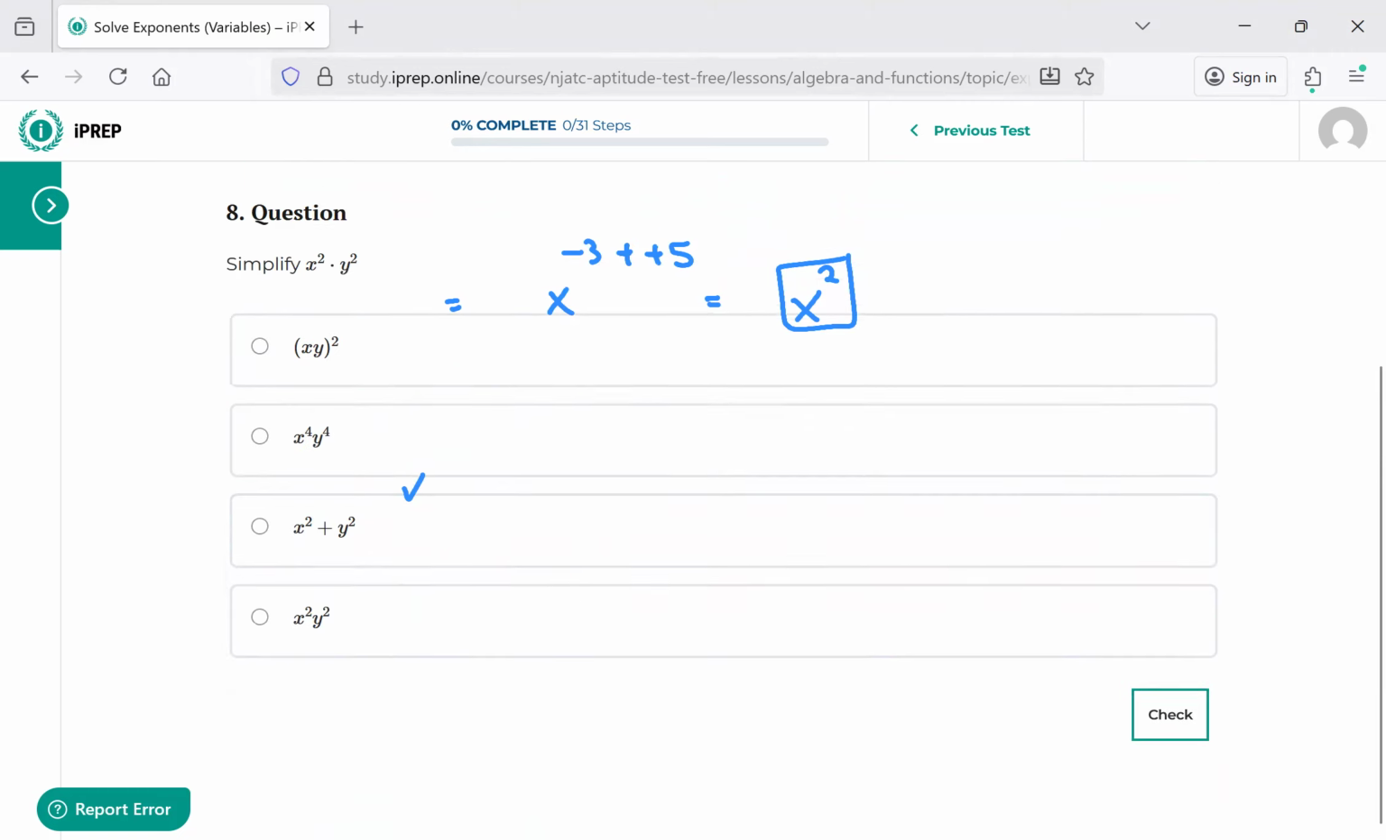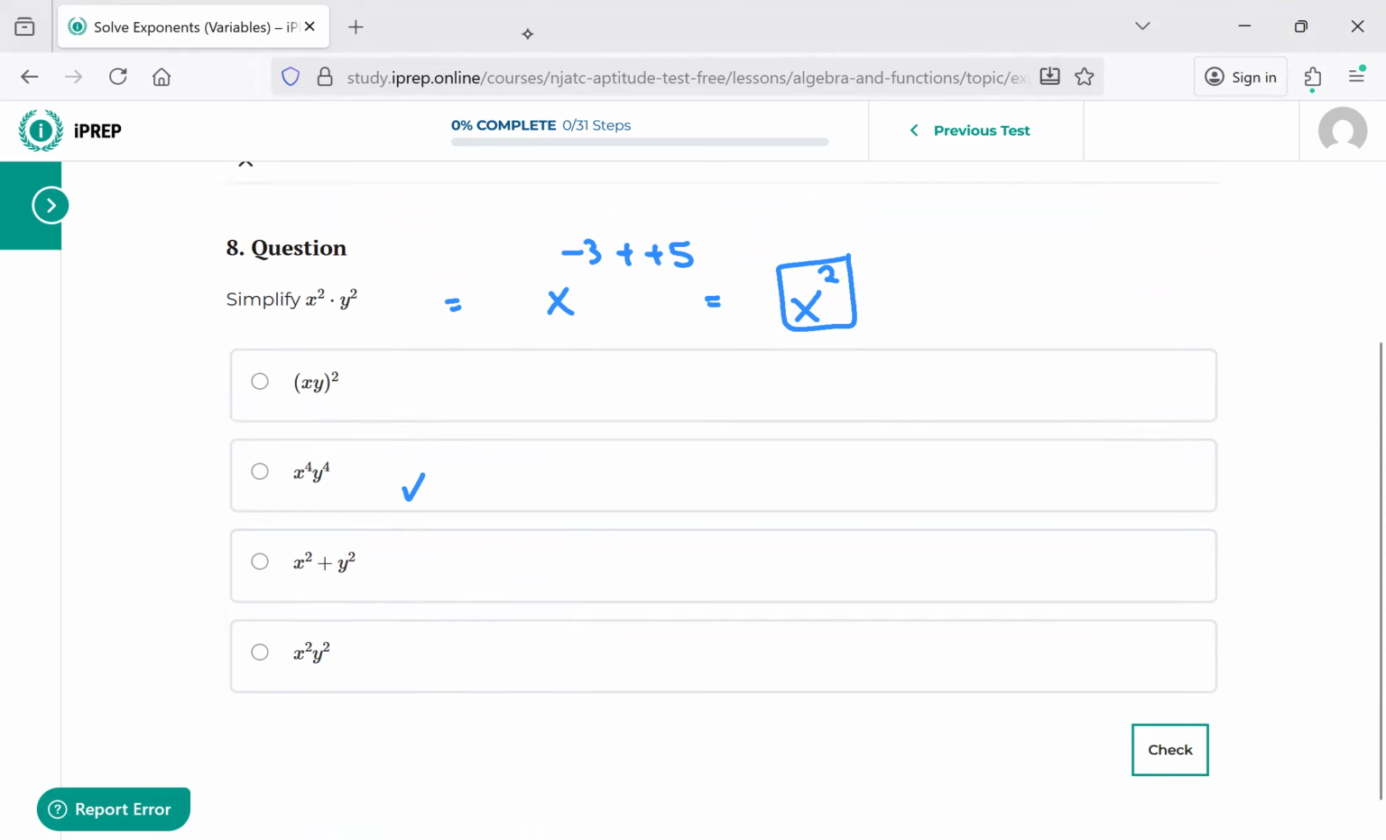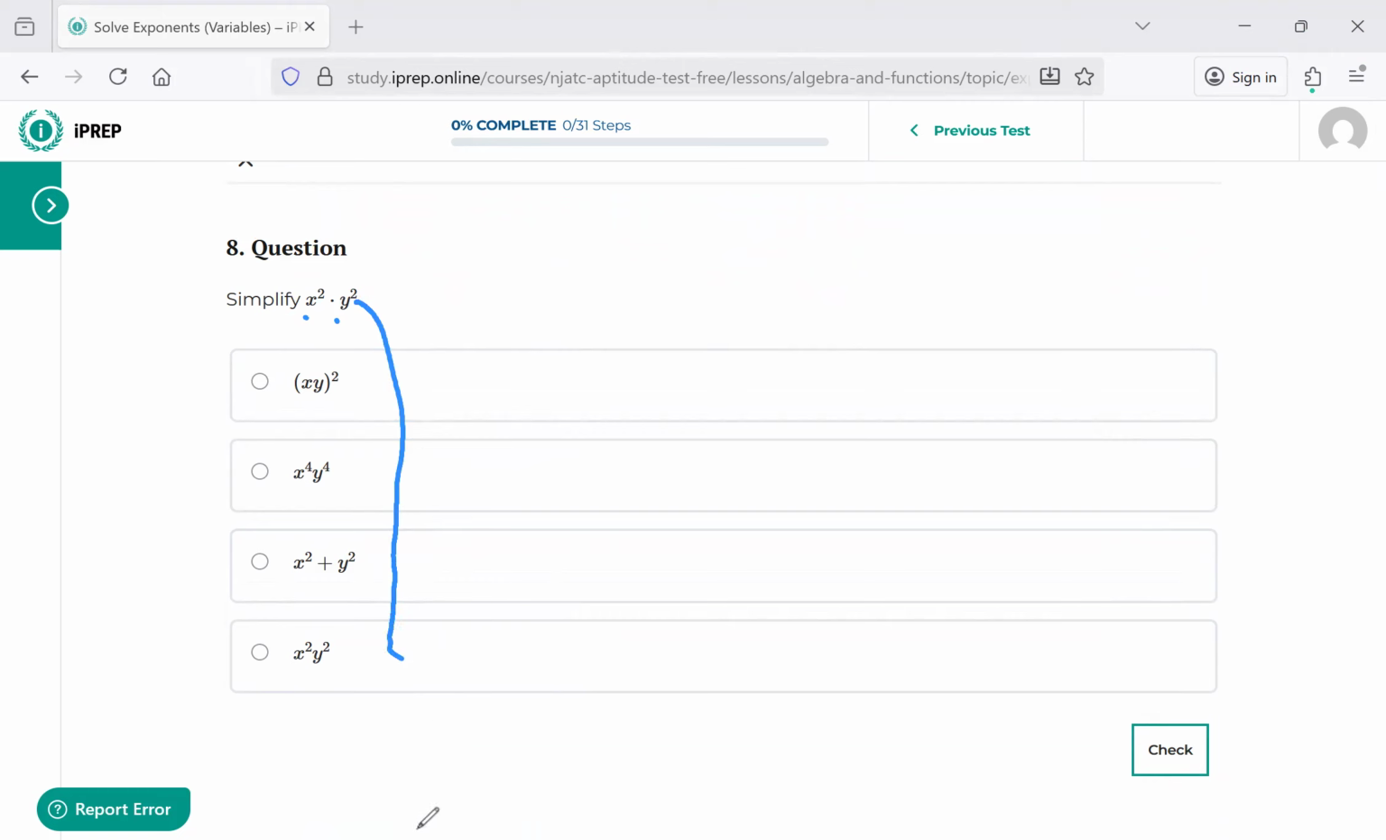Okay, next one. Simplify x squared times y squared. They're different letters. There's nothing more we can do, right? x squared times y squared, they're different letters, so we can't combine them. So it is what it is. So another way of expressing this is that one.